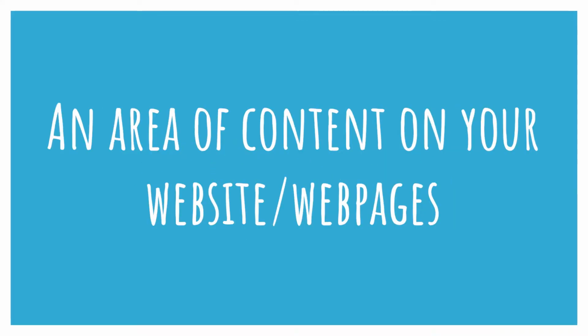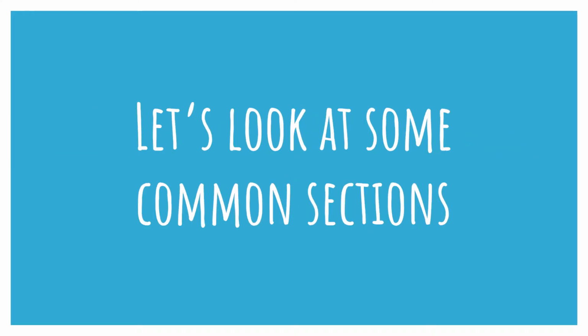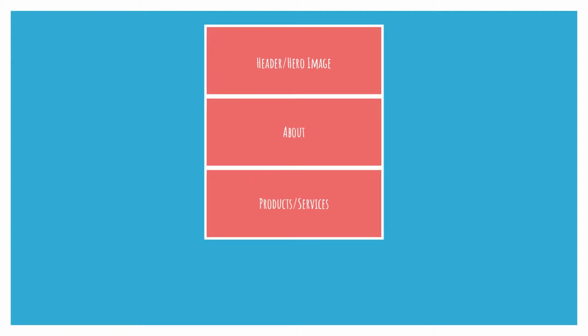A section is an area of content on your website. You can break down your web pages into sections in order to display your content. If we forget about the nav bar and footer for a moment, a home page might be broken down into a header or hero image, a short about section which links to an about page, perhaps products and services next, and then a contact form. Each one of these could be classed as its own section. Of course, these aren't rules set in stone, but this is a good place to start.